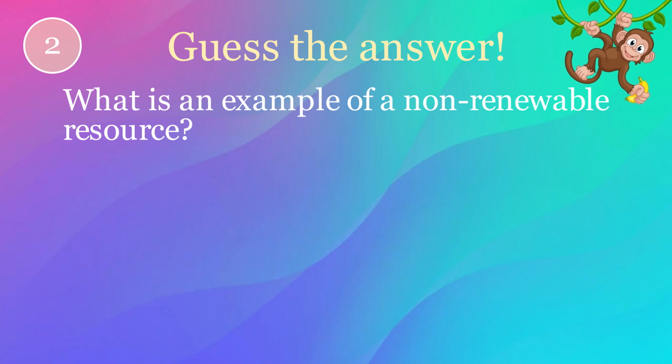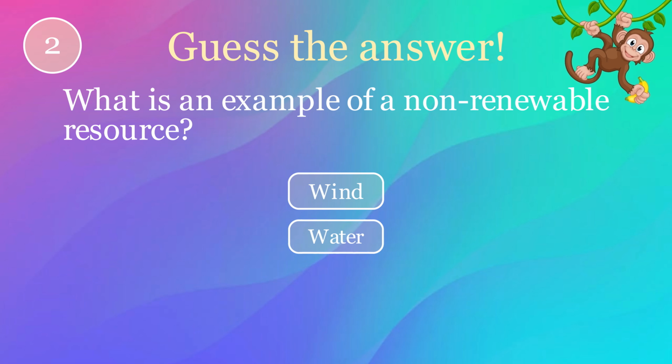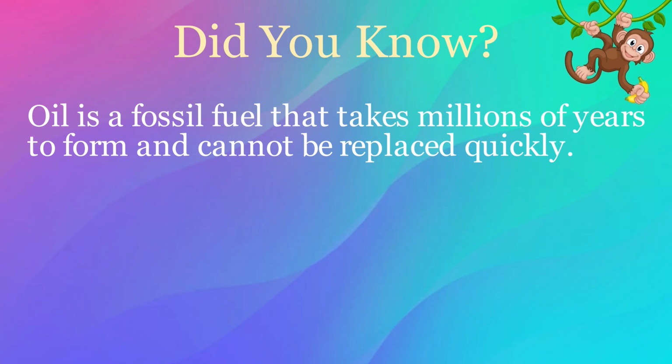What is an example of a non-renewable resource? Wind, water, oil. The correct answer is oil. Here's an interesting fact: oil is a fossil fuel that takes millions of years to form and cannot be replaced quickly.